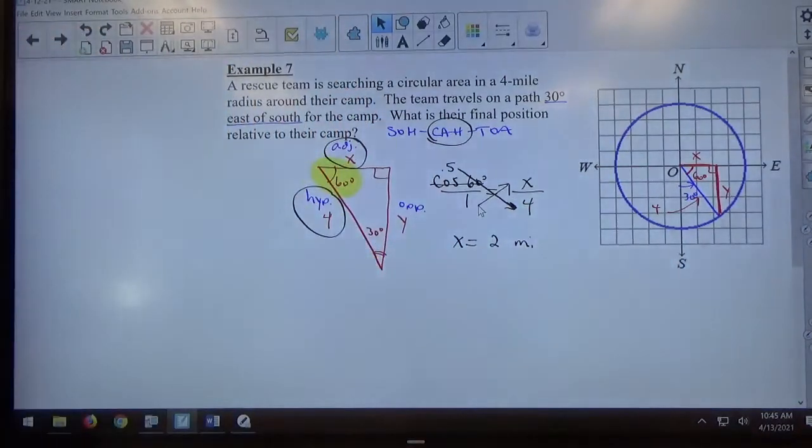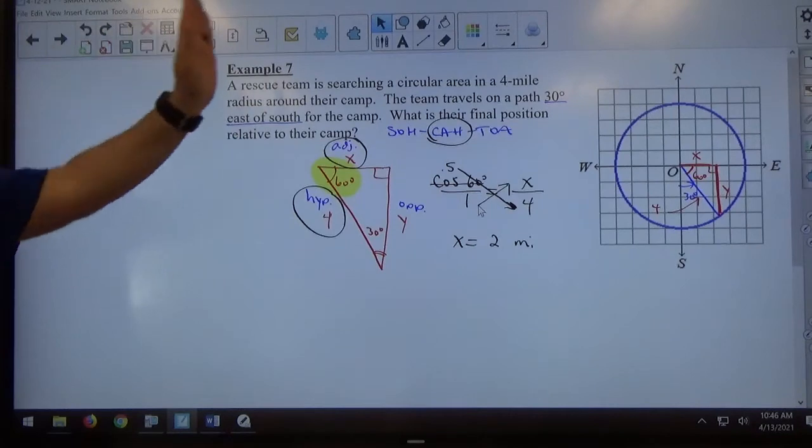We're using a distance of miles here. We're talking about actual real-life things here, so we want to put units on our answer. They're not just walking 2, they're walking 2 miles. If you say walk 2, that might be 2 feet. Walk 2 feet. Done. Now we know how far east they went from their camp, 2 miles east.